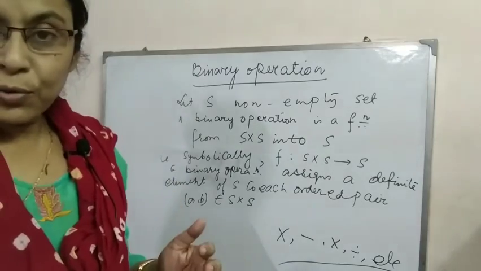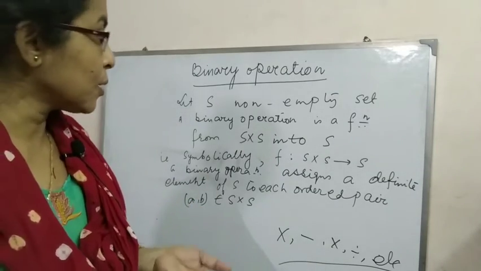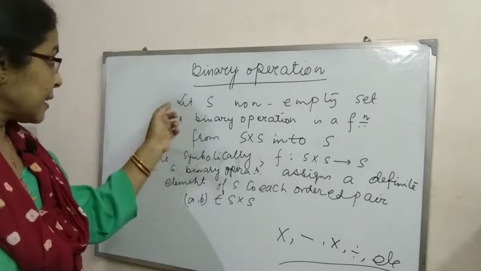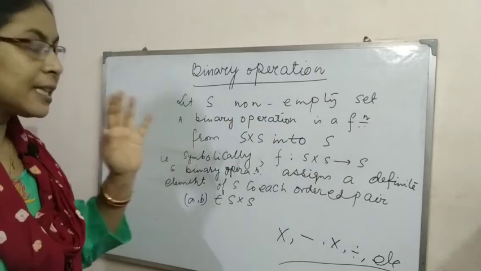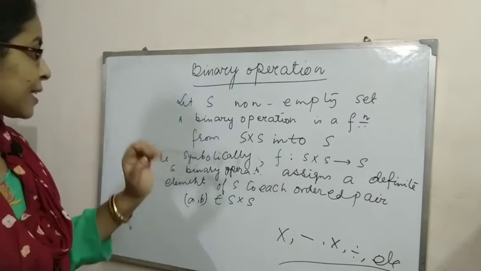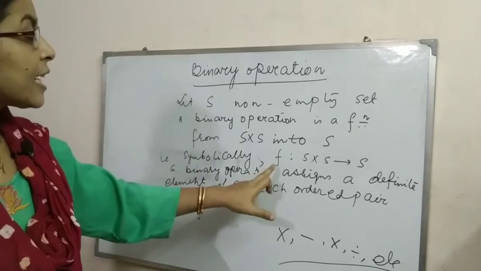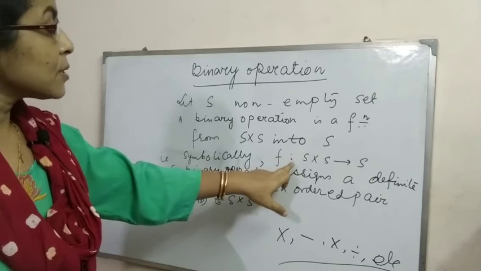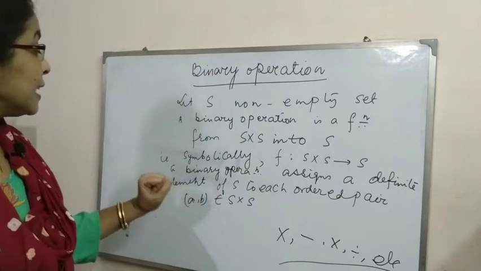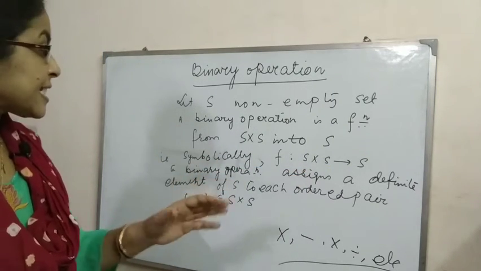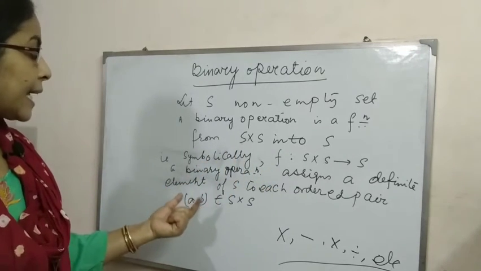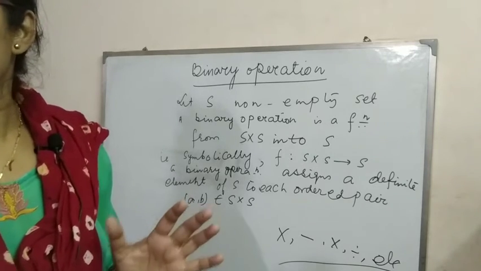Now I will go to the definition of binary operation. Let S be a non-empty set. Then a binary operation is a function from S cross S to S. That is, symbolically we can write it as a function such that from S cross S to S. A binary operation assigns the definite element of S to each ordered pair (a, b) belonging to S cross S.